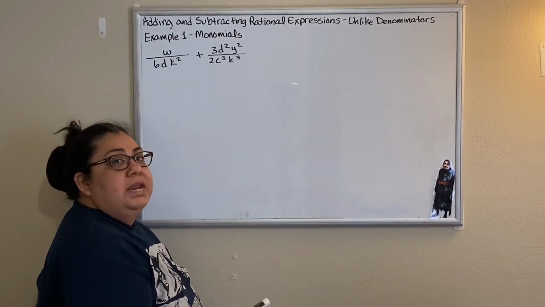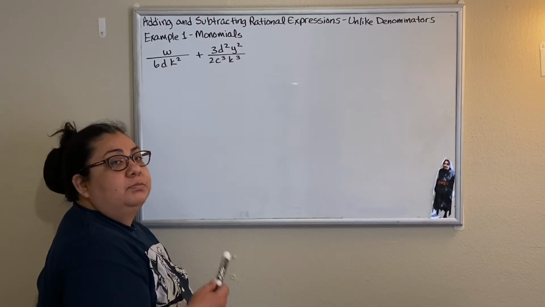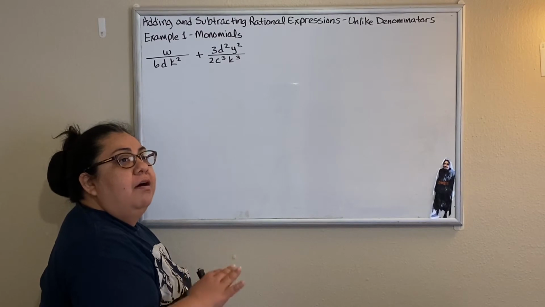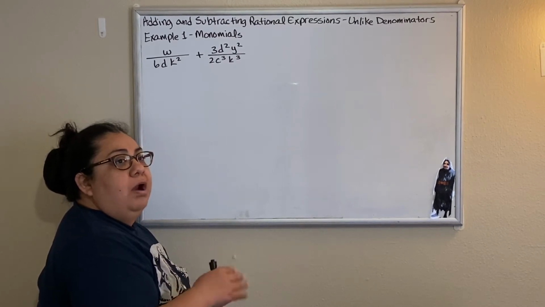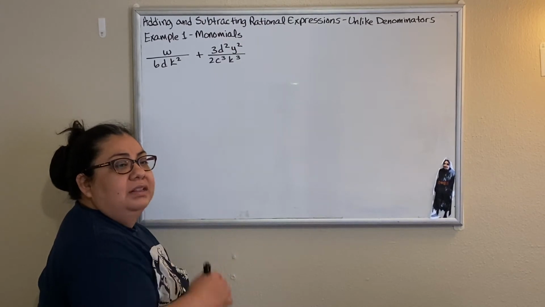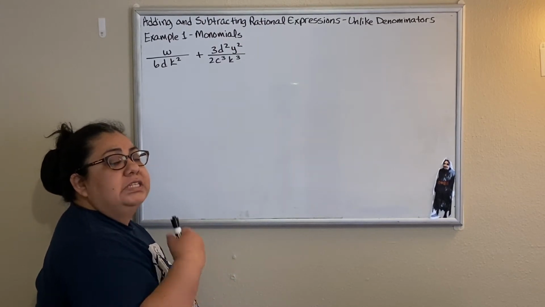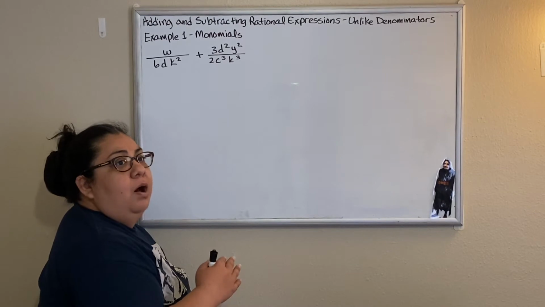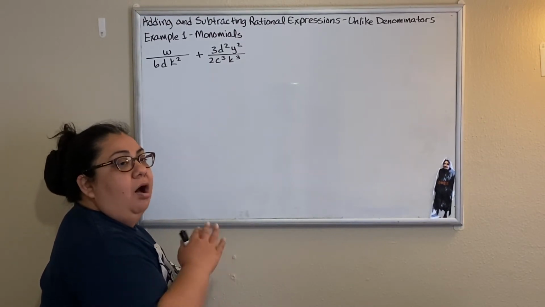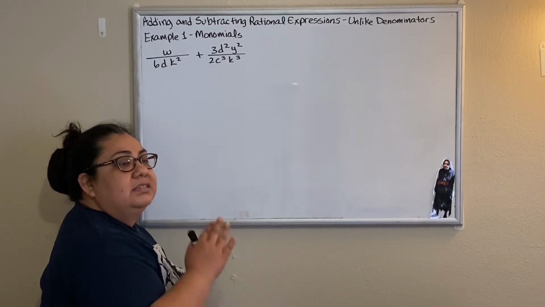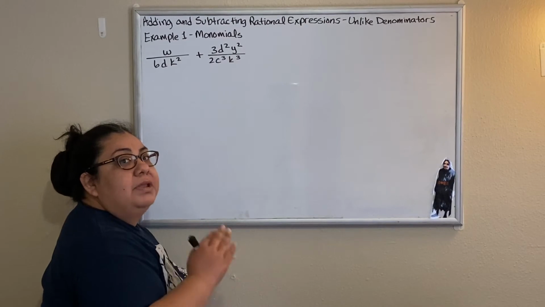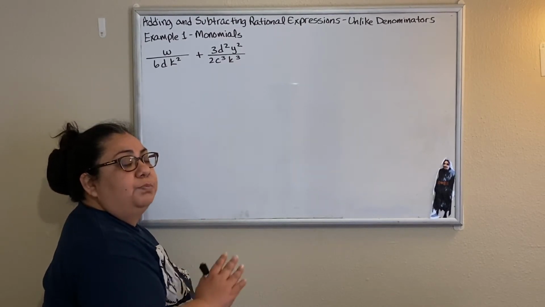Last week we did an introduction to adding and subtracting rational expressions, and we did a couple of examples where we added with like denominators, and I believe one example with unlike denominators. We are going to continue this week with more advanced examples, and all of these are going to have unlike denominators, so we're going to have to find the least common denominator in every single one of these problems.